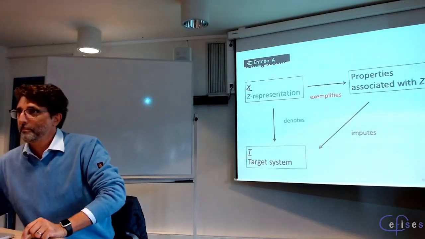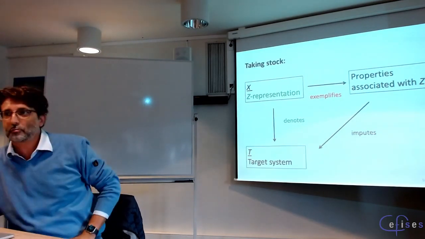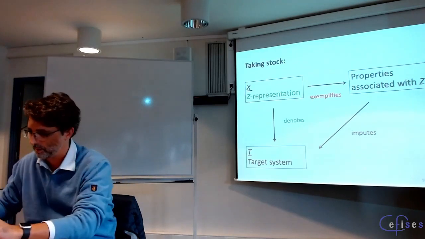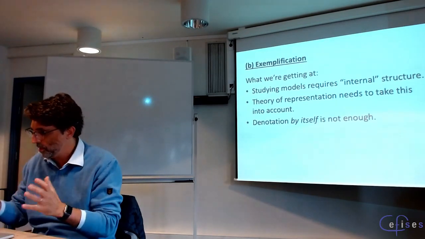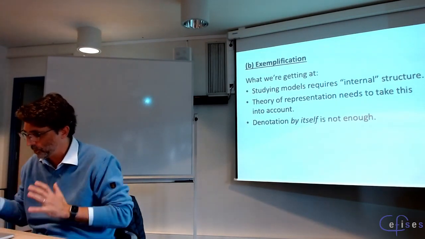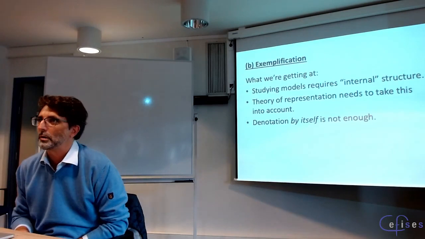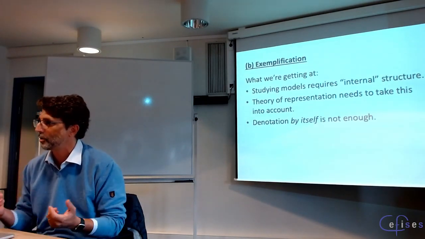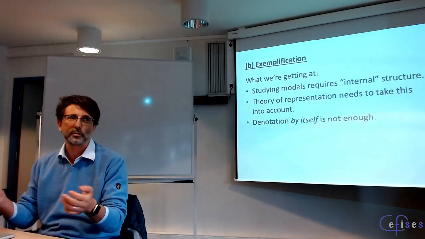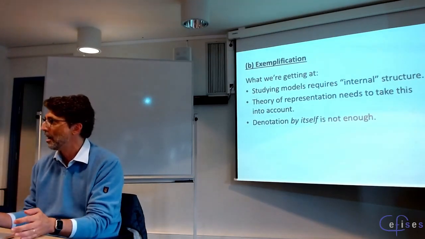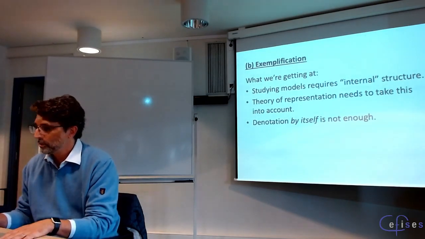Okay, let's sum up. That's the graph we had initially. So we've shed some light on the notion of the Z representation. Now we have to say something about exemplification. Why do we want exemplification? Before getting into it, I want to tell you what motivates it. What we really want to understand about scientific models is that models are objects with an internal structure. So they're not like words. You can twist and turn the word Louvain-la-Neuve as long as you want, and you won't learn anything about the city that it denotes. But models are not like this.